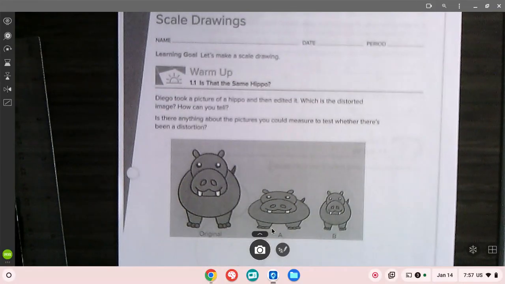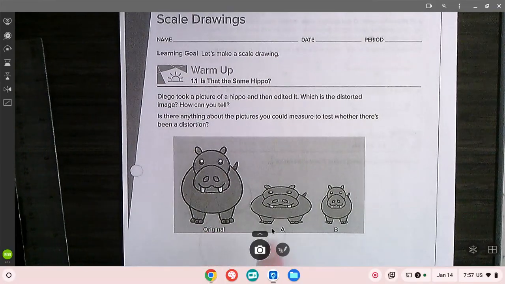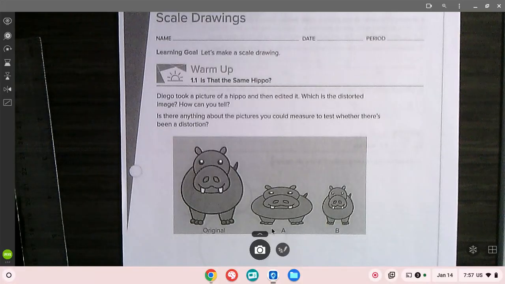Okay, so we have 3 hippos. We have the original hippo, hippo A, and hippo B. It says Diego took a picture of a hippo and then edited it. Which is the distorted image? How can you tell? Give a second. Go ahead and look at that. Okay, I'm going to read the next one. Is there anything about the picture you can measure to test whether there's been a distortion?